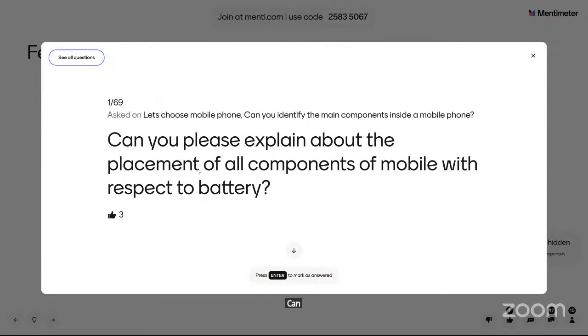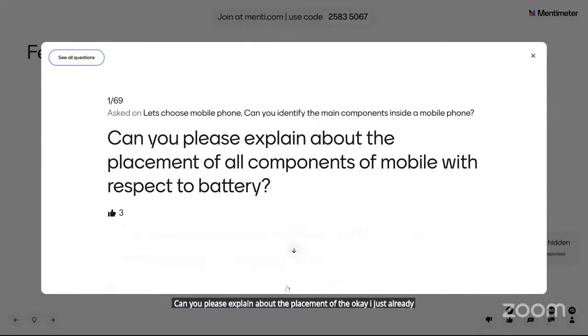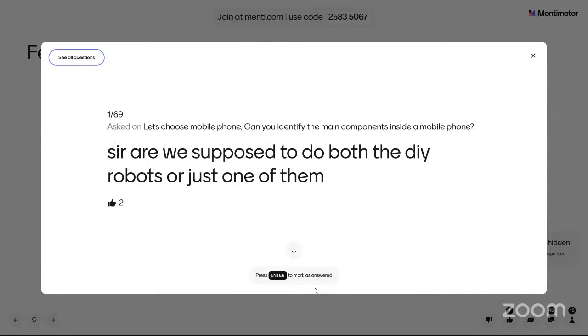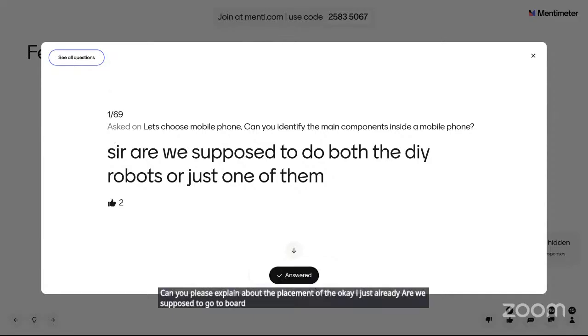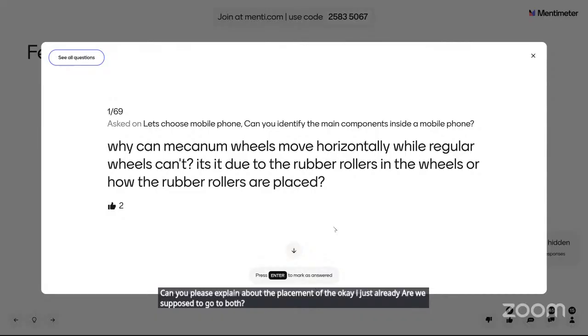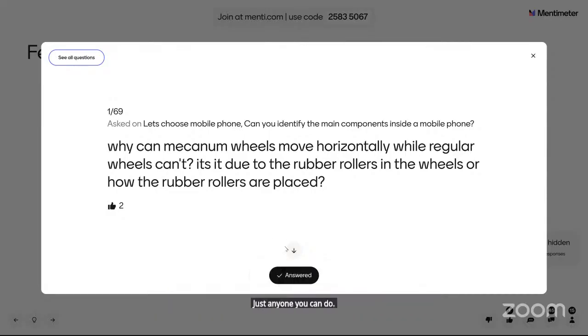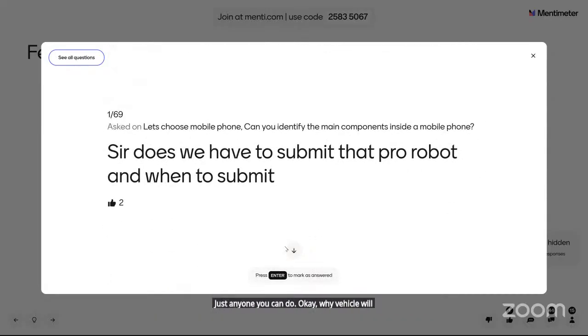Can you please explain about the placement of the, okay, I already told this one. Are we supposed to go to board by just anyone you can do? Okay, why vehicle will already answer.